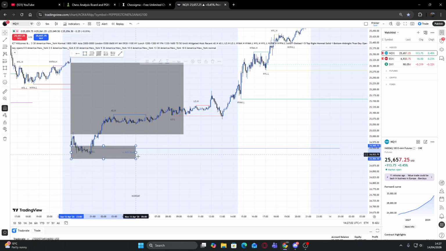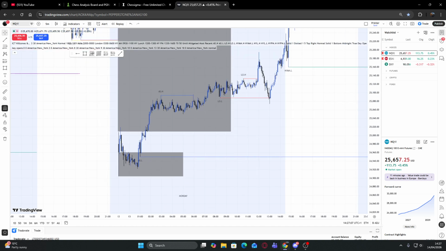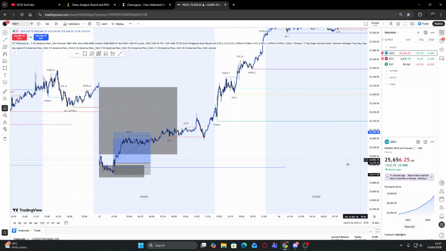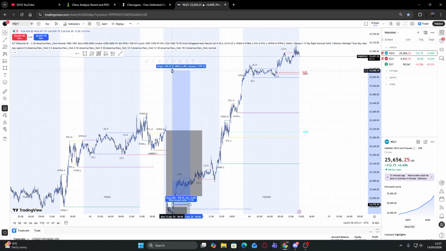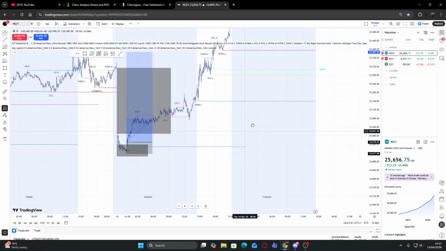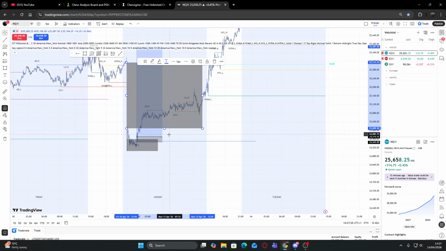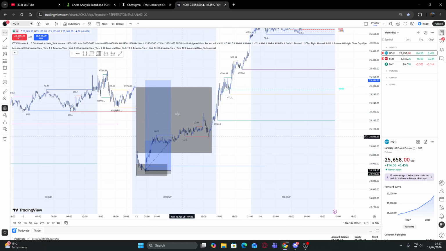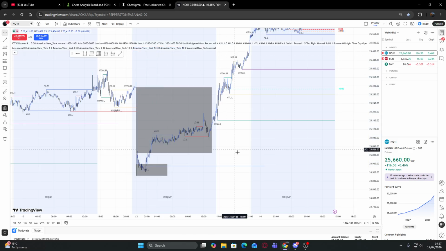You have this rejection block down here. Test the CE. Go inverse here. Literally, you put your long here, stops below this low, and you just target a 25 RR, right? You get huge returns over the day, depending on how little you have your stop. You could have just straight up entered off the CE like this and caught a nasty move. But anyways, this was also very nice.